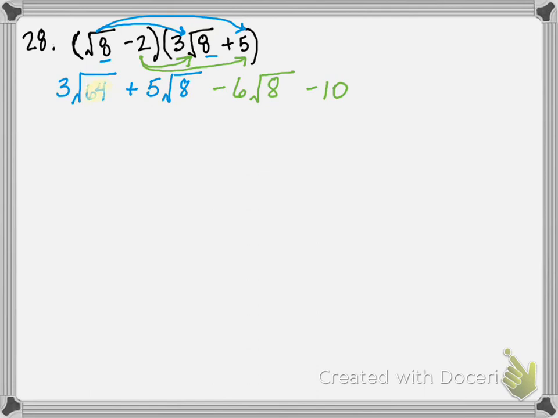We know that the square root of 64 is 8. So this 3 is going to come down. It's still going to multiply by the square root of 64. It's just that the square root of 64 will now be 8.